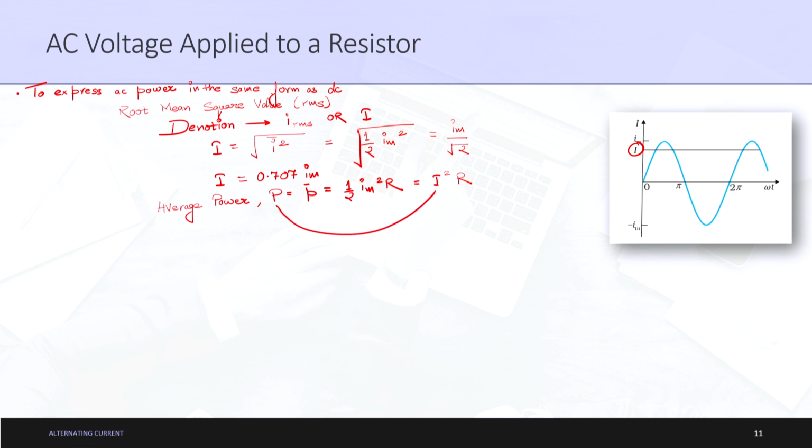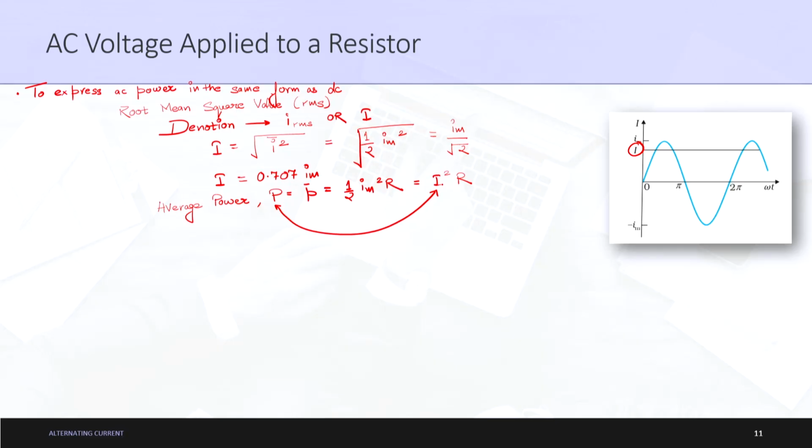In the current electricity chapter, everything, the basic concepts which we studied, was based upon DC voltages. There we understood what power is: power is nothing but I square R. So, you can see clearly how we can relate AC voltage with the DC voltage.